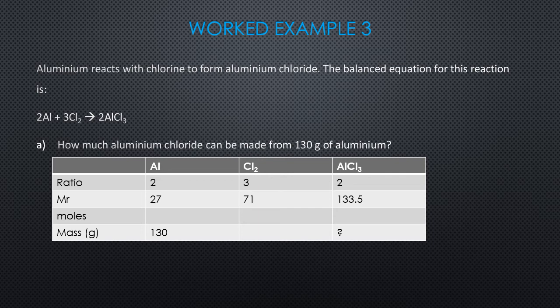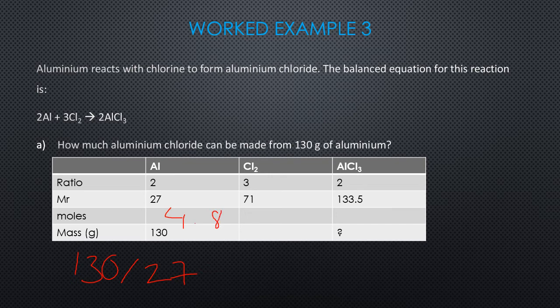What we should already see is that we have all the information for this aluminium. All we have left is to work out the moles. Remember, the key is the equation. So we've got 130 and we've got the MR. So to work out the moles, we do mass divided by MR. So we've got 130 divided by 27, and that should give you 4.8. So let's fill that in.